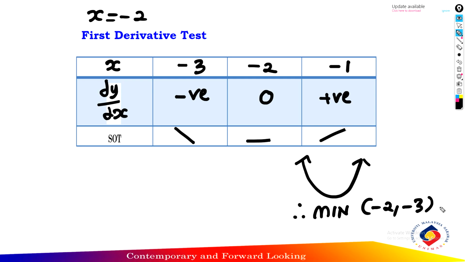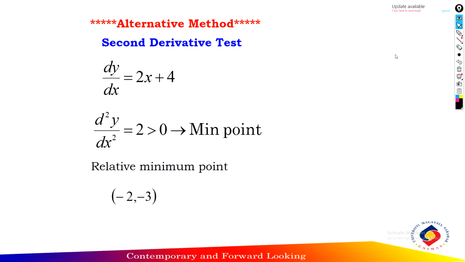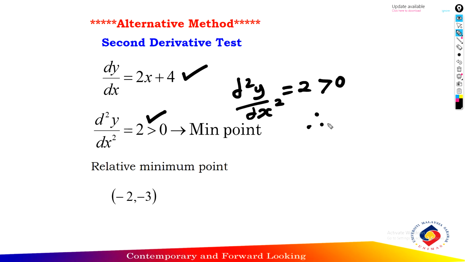So using the first derivative test, the relative minimum point exists at (-2, -3). For the second method to find the relative minimum point, use the second derivative test. The first derivative is 2x plus 4, and the second derivative equals 2. The sign of the second derivative is greater than 0, so the conclusion is a relative minimum point, at (-2, -3).